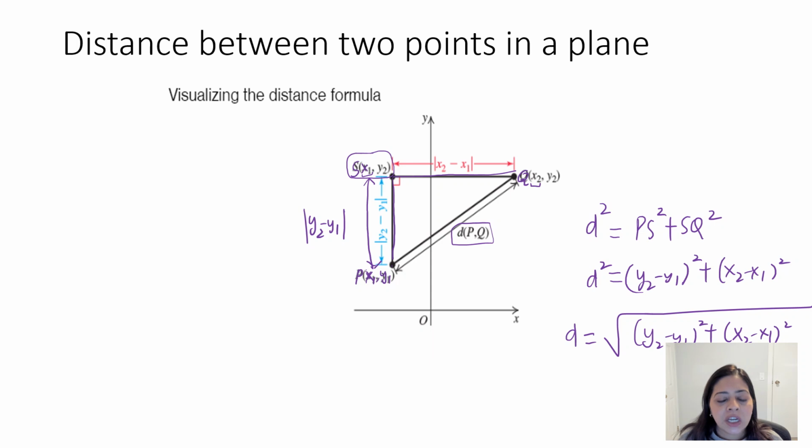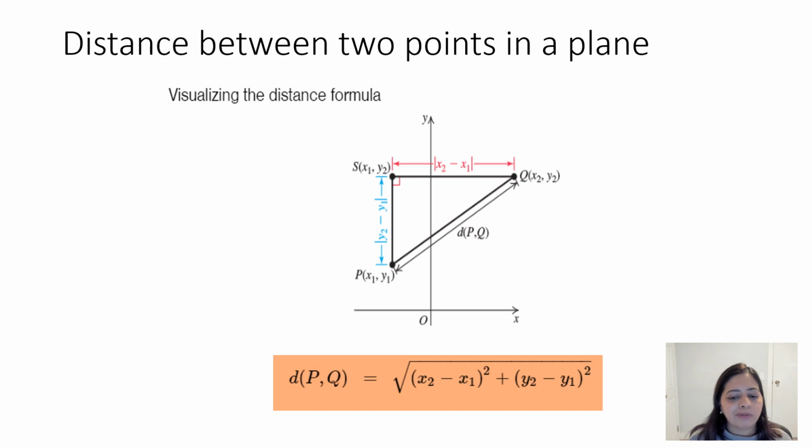Now eventually you notice that you are squaring these distances, y2 minus y1 and x2 minus x1. So even if you do not take the absolute value, it doesn't really matter. Even if they were negative, because eventually they are squared, it doesn't matter whether you include the absolute value or not. What I'm trying to say is, even if you do y2 minus y1 or y1 minus y2, it won't change anything, because eventually everything is going to be squared. It will turn into a positive quantity, and then d will be the distance.